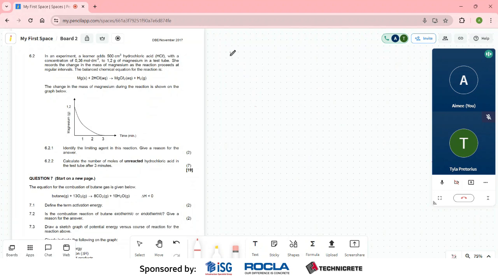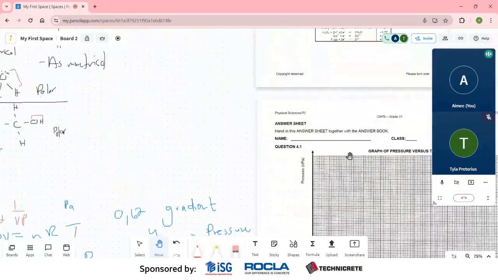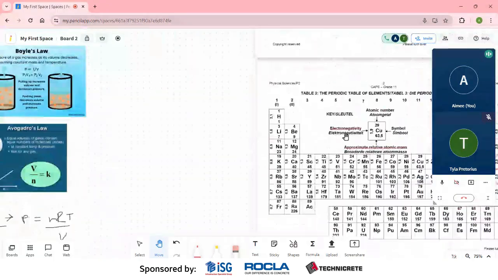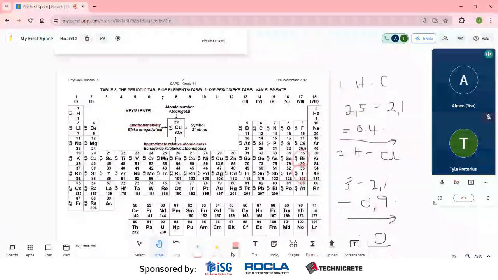what do we say? We say n is equal to small m over big M. n is what we're looking for. Mass was 1.2. Okay, it's Mg just on its own, so that's all we need for the molecular mass. So all we have to do is go find our periodic table and identify the relative atomic mass number. And my relative atomic mass number for Mg is 24. That's perfect.